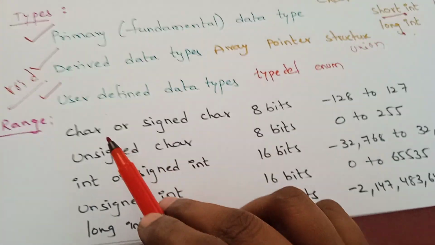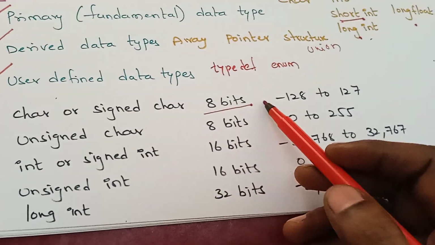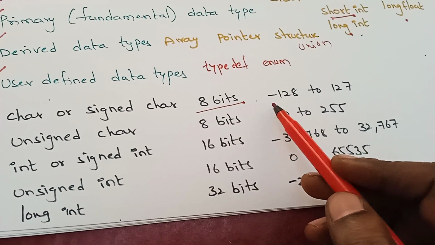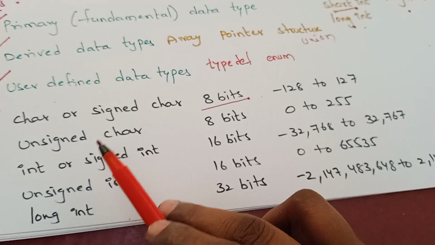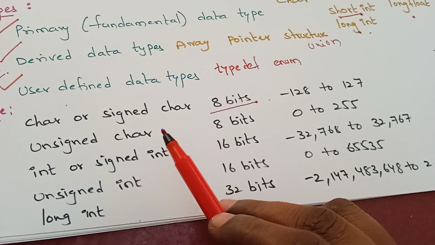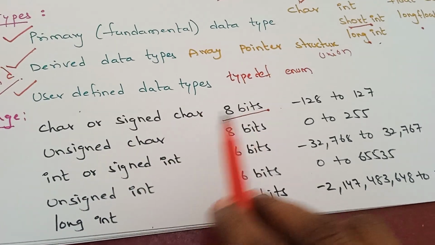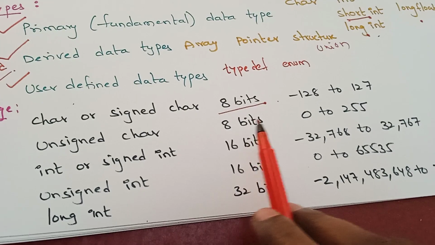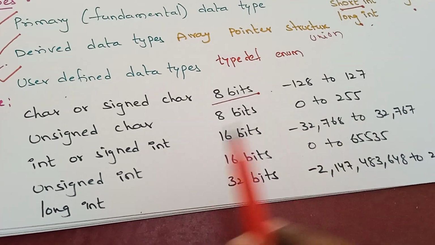Now let's see the size of each data type. Char or signed char will take 8 bits of memory. The range of character is -128 to 127. Unsigned char, the variable can hold a value of character, and the memory given is 8 bits, and the range is 0 to 255.